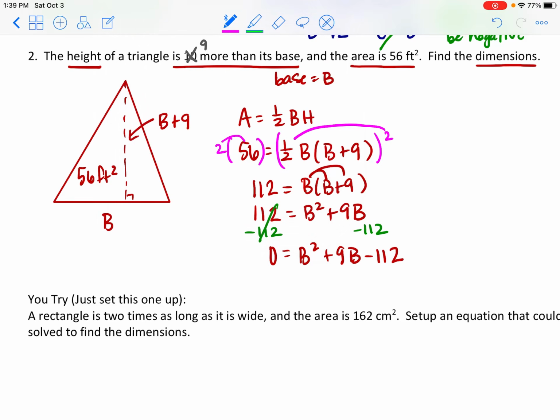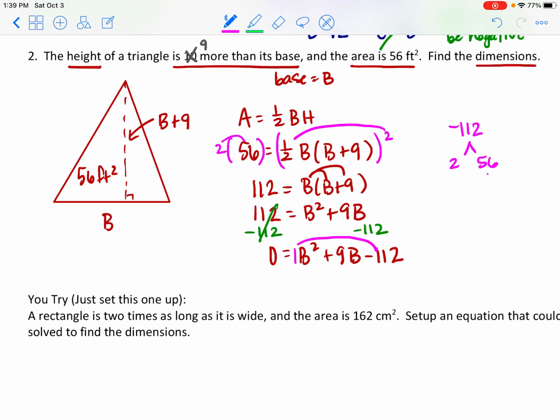So let's try to figure out the factors now of negative 112 that are going to add to a positive 9. So that's a larger number. Finding the factors can be a little more challenging. Let's see, we originally multiplied 2 and 56 to get it. Obviously, that's not going to get us a difference of 9.